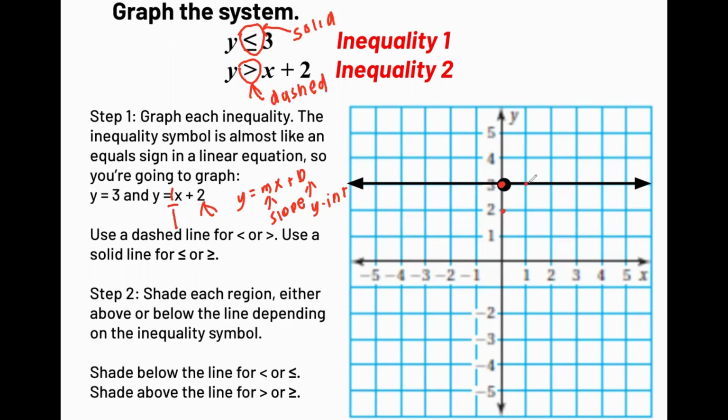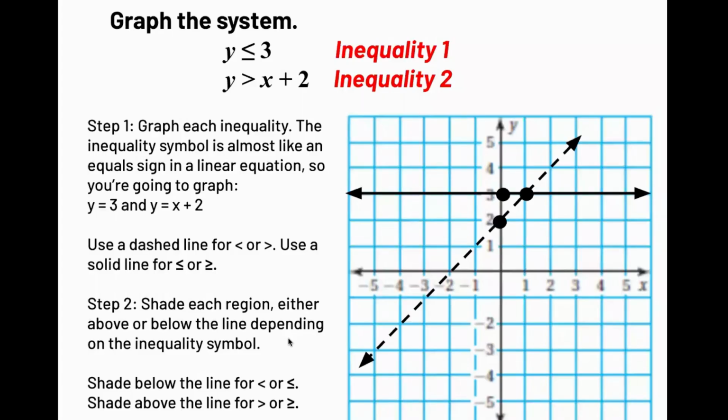You only need a minimum of 2 points, but I'll go ahead and do 3. And then you're going to draw a dashed line through your points, since again, our inequality symbol is greater than. And this is how your second line will look like.